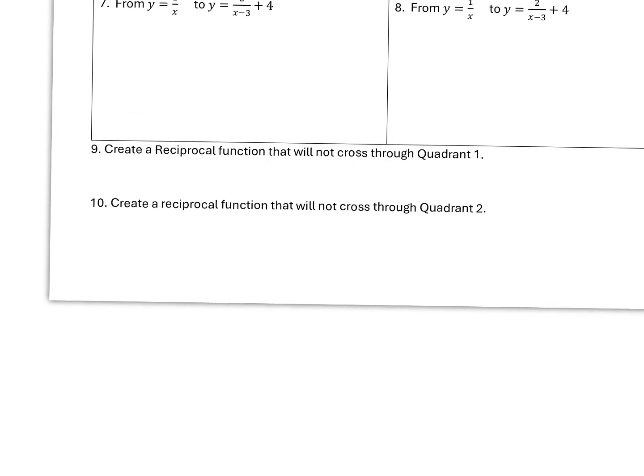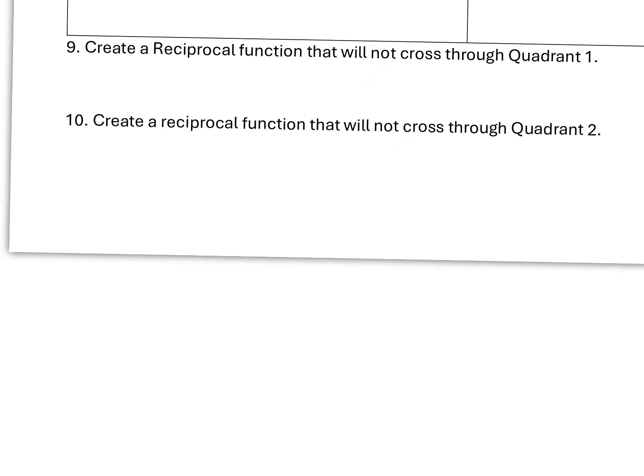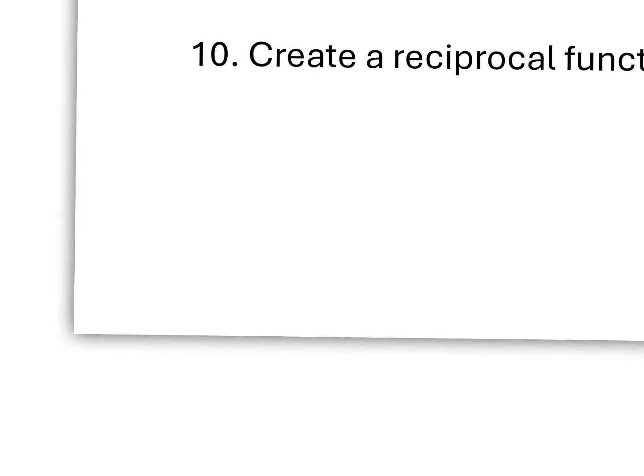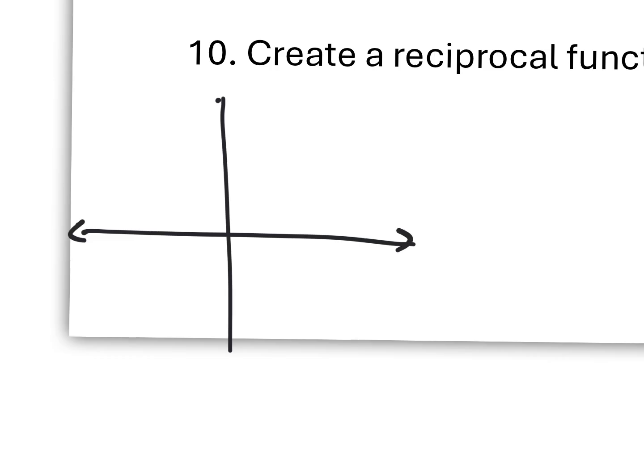Now for the last one, this is great. It makes you think. They want you to create one of these reciprocal functions that will not cross through quadrant 1 and create a reciprocal function that will not cross through quadrant 2. So let's do number 10. And let's start by just sketching an XY plane, because you got to first know where your quadrants are at. So you have quadrant 1, quadrant 2, quadrant 3, and quadrant 4.